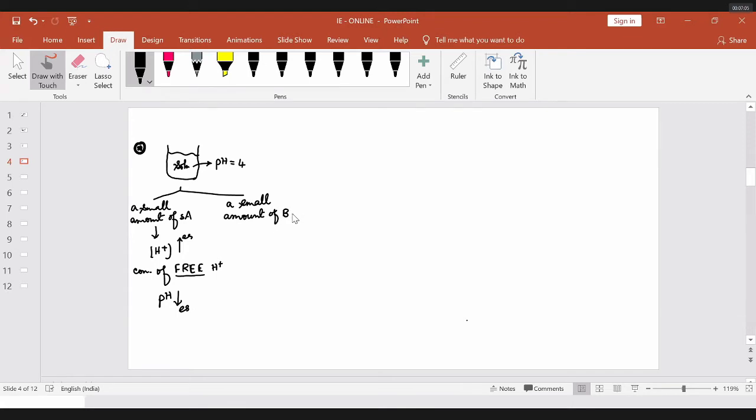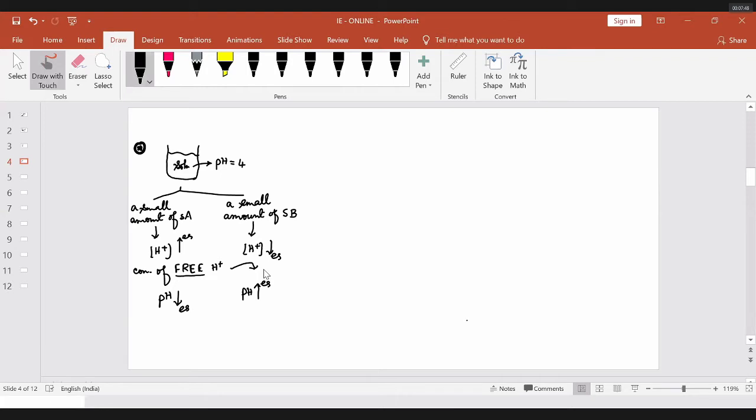Once you are adding a strong base, what is the property of the strong base? It will simply release OH minus ion. Already here also we have some OH minus ions, right? Once you have more OH minus ion, the concentration of OH minus ion increases. No, sir, I want to discuss the concentration of H plus ion. It is now less. Therefore, the concentration of free H plus ions is decreasing. Therefore, the pH value increases.